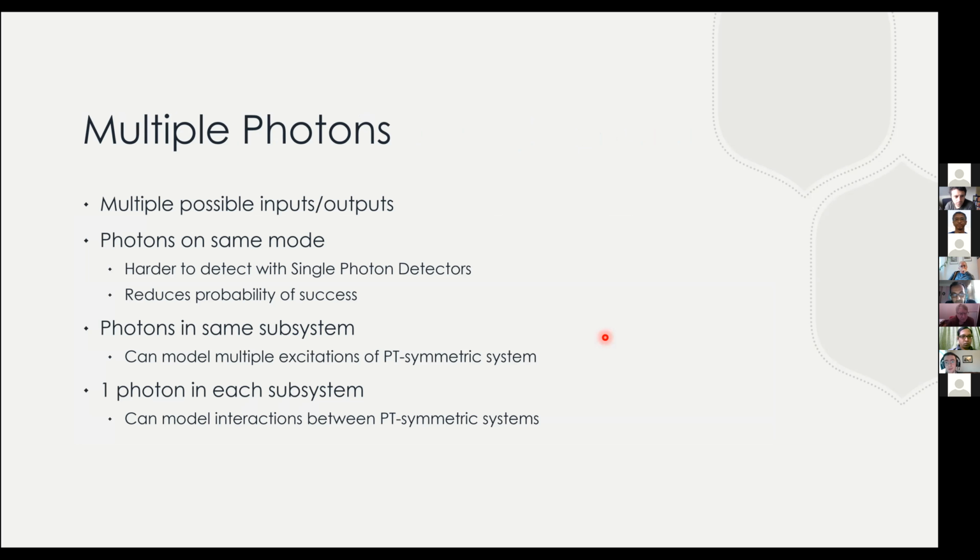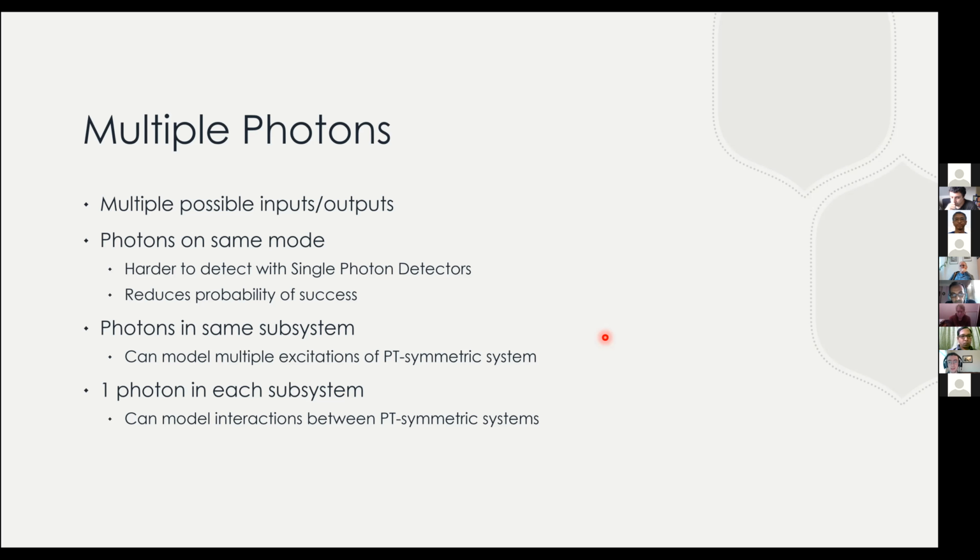And from a single photon, we want to input multiple photons into the system. There are essentially 3 different ways of doing this. And that is that you can input photons into the same mode. So instead of one mode having one single photon, you now have one mode having a pair of photons. But this does have some practical experimental issues. We can still do it, but it does have some practical experimental issues.